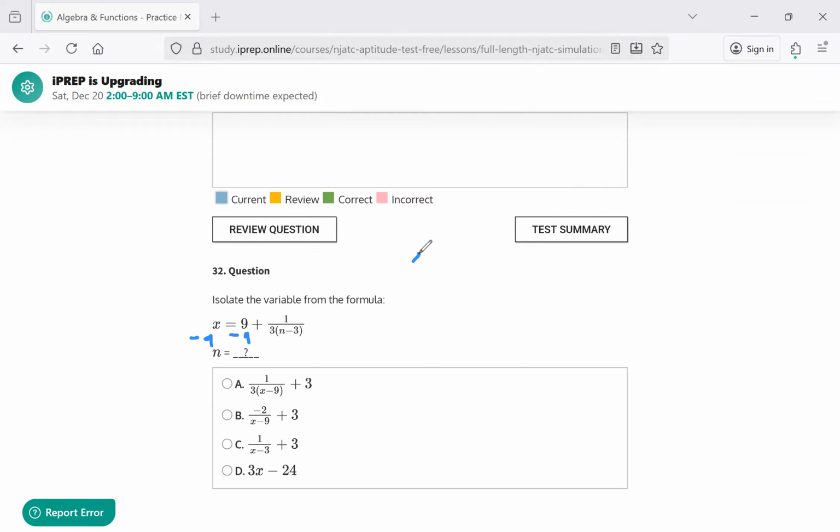So I get x minus 9 equals, and then you're left with the fraction of 1 over 3 times n minus 3. Okay. And then what I would do is clean the bottom. It's 1 over, just FOIL out this 3. So this is going to be 3n minus 9.